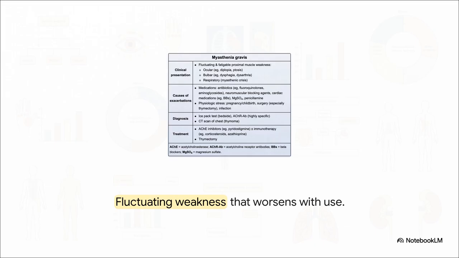A really cool bedside trick is the ice pack test. The cold actually inhibits acetylcholine breakdown, so you'll see the ptosis rapidly improve right in front of you. Confirm it with acetylcholine receptor antibodies, and immediately order a chest CT to rule out a thymoma. We treat this with acetylcholinesterase inhibitors like pyridostigmine, immunotherapy, and a thymectomy if it's indicated.